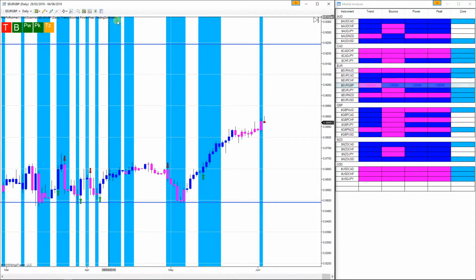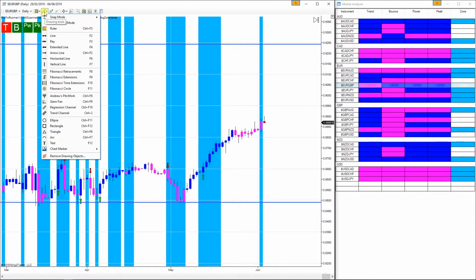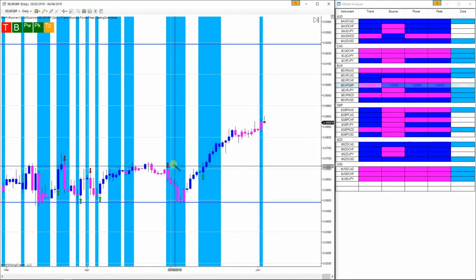I've just overlaid the strategy and I'm going to show you where our entry point was. So we can see this green arrow here. It's in the blue zone. The scanner gave us all the indications that this was a very high probability setup.